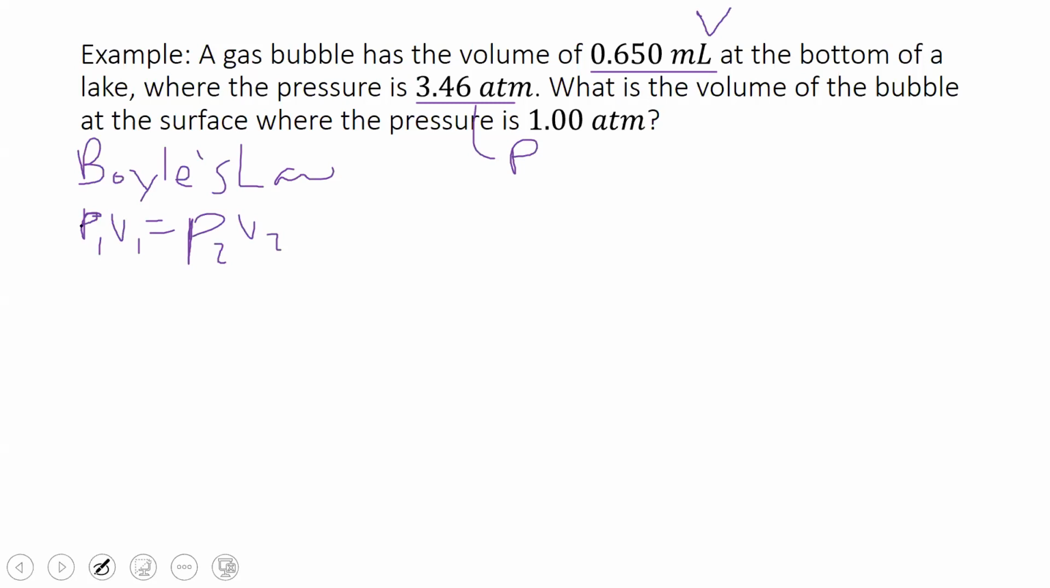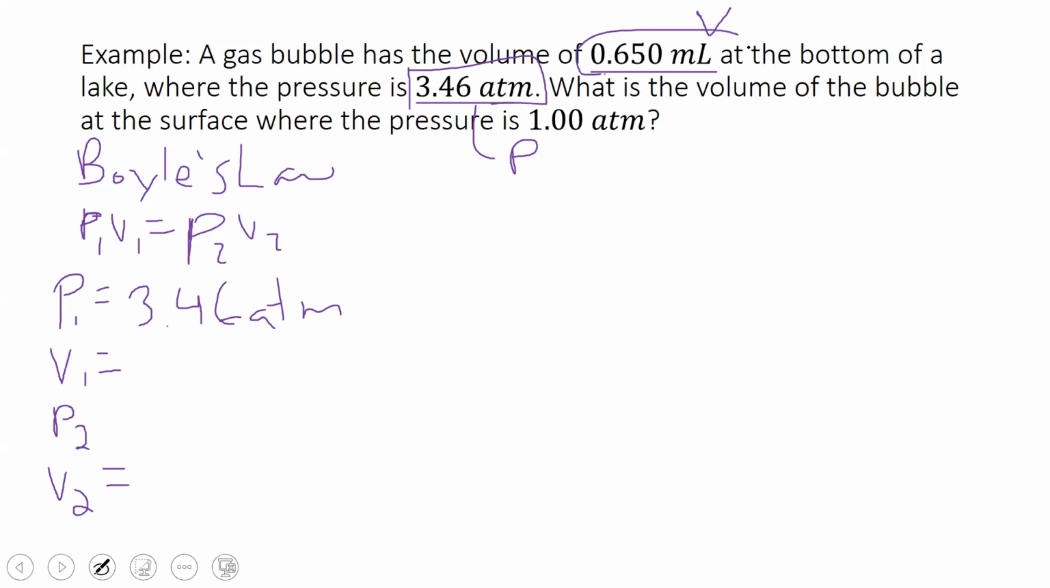To do this calculation, we figure out what we know and what we are trying to figure out, so we find P1, V1, P2, and V2. Our initial pressure is 3.46 atmospheres, and our initial volume is 0.650 milliliters. P2 is 1 atmosphere, so 1.00 atmosphere. And V2 is what we're looking for.